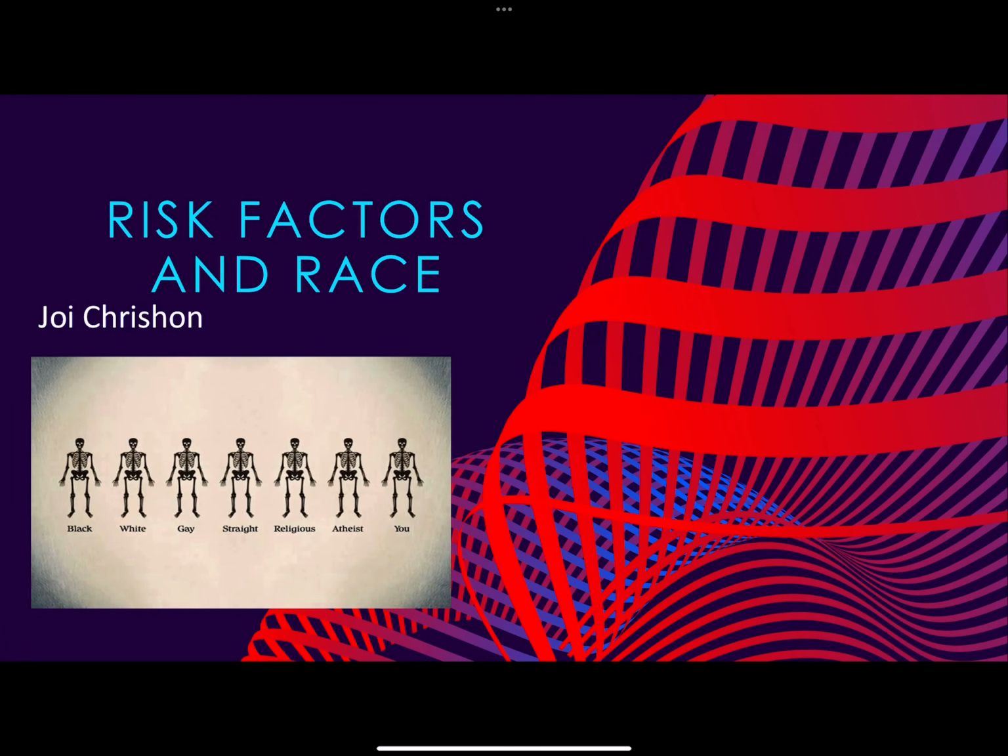Risk factors and race. In our nursing books, you've probably noticed several diseases list race as one of the top risk factors. Many medical textbooks often identify race as a risk factor for certain diseases. However, this provides a misleading concept. In the United States, race is often directly linked with socioeconomic status. But what evidence is there to support race-related differences as a risk factor?